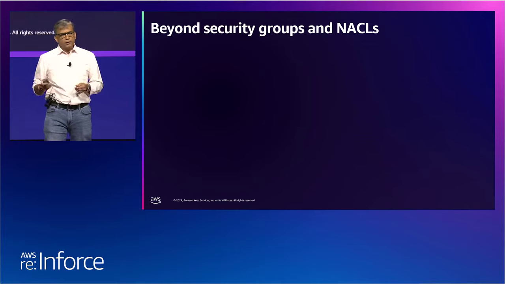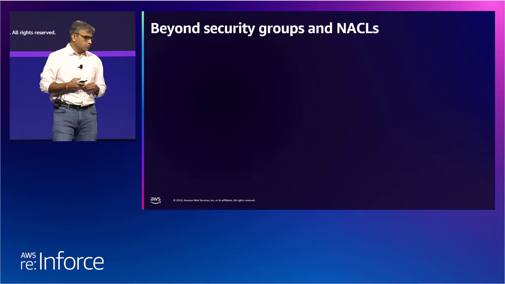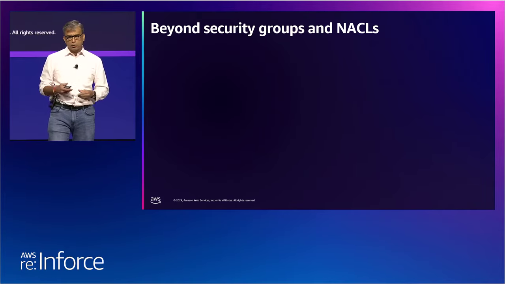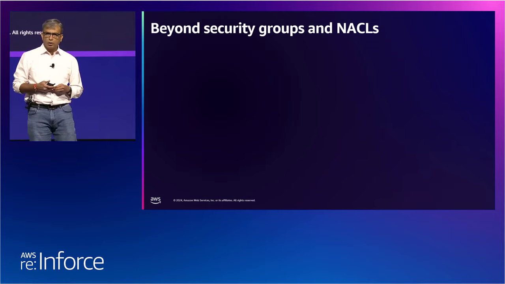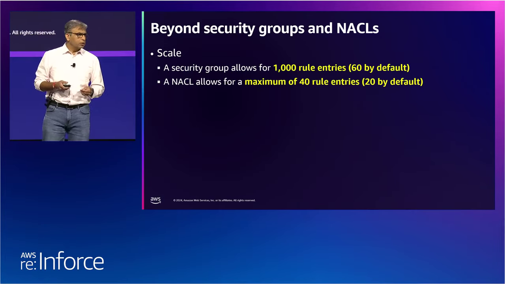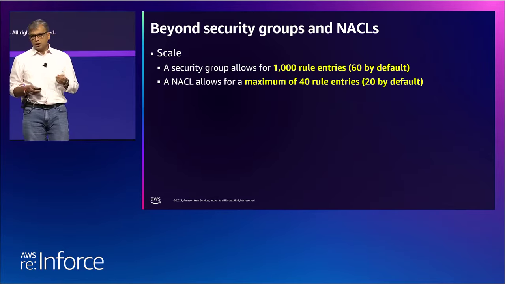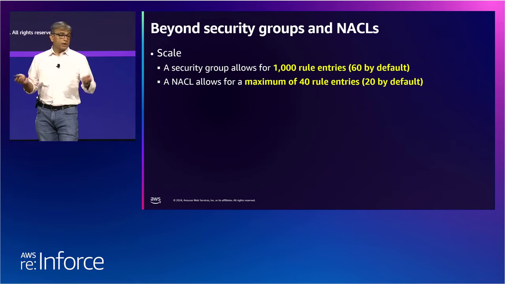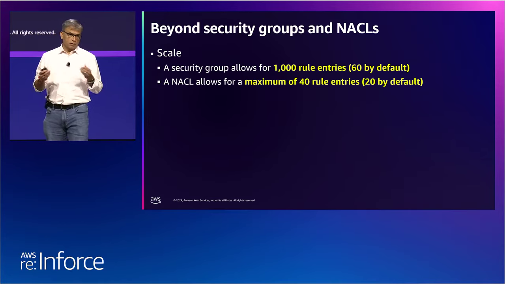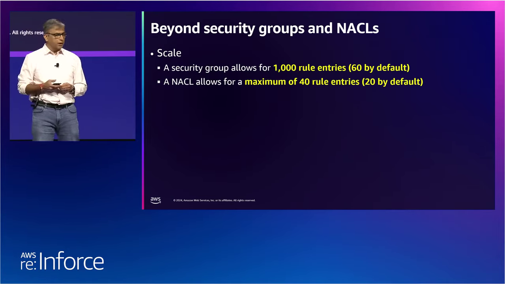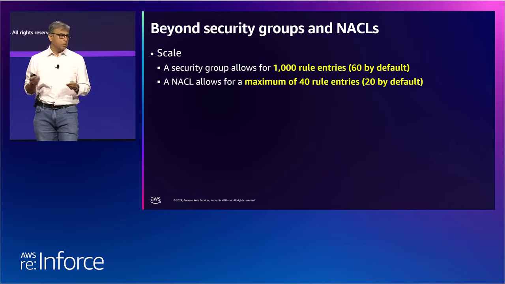So often we run into a situation where customers come and talk to us and say, okay, this is good, but we want to go beyond the security groups. What are the reasons for us to go beyond security groups and network access control lists? One of the main reasons might be scale. For security groups, by default you can do 60 rules per security group, up to a maximum of 1,000 rules. And when it comes to NACLs, you can do 20 rules by default, going up to a maximum of 40.